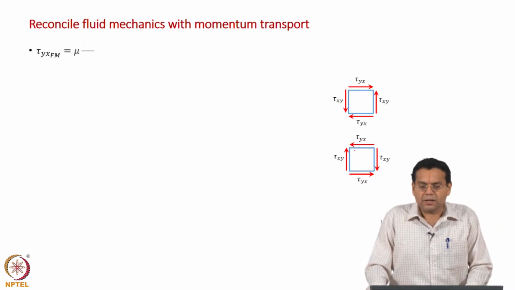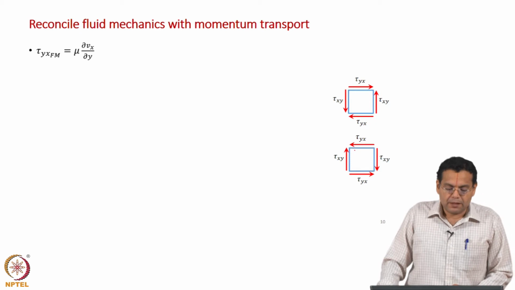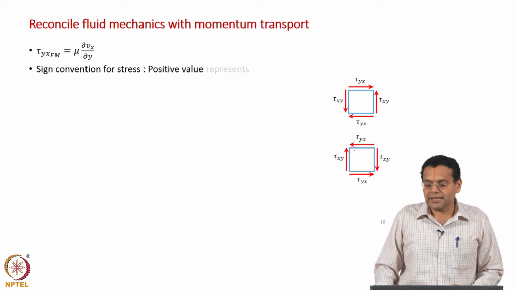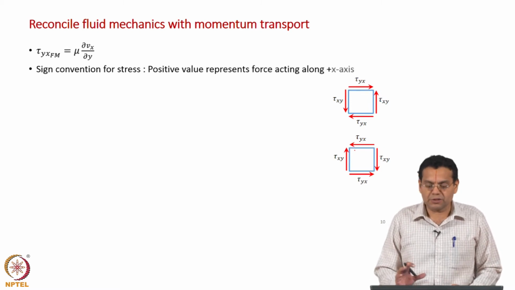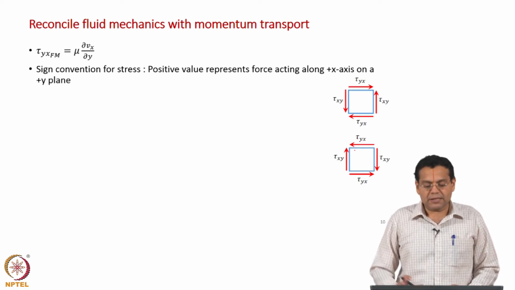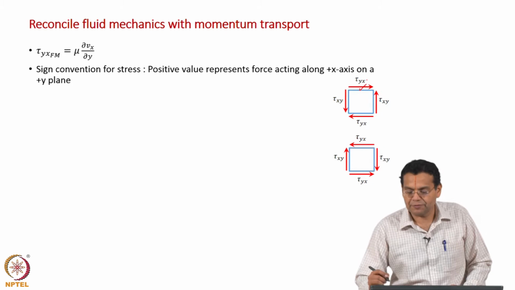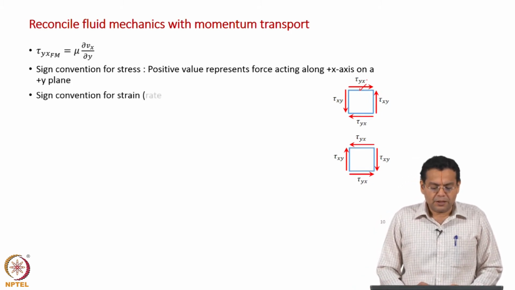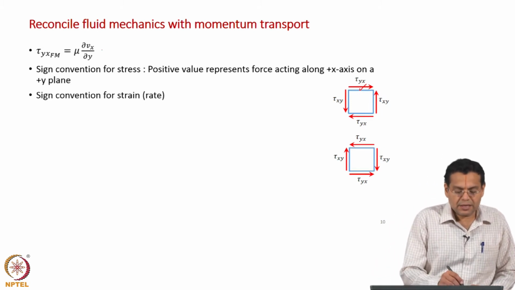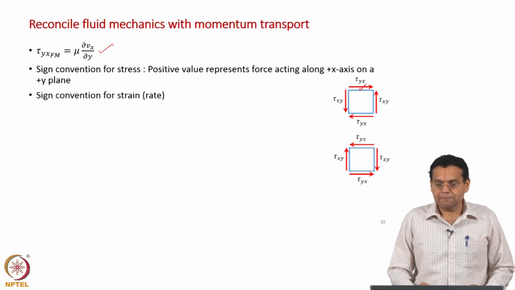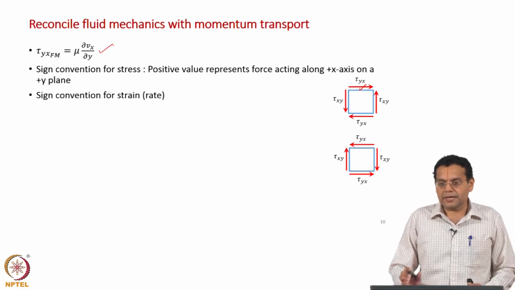Tau x in fluid mechanics is mu dou Vx by dou y. What is the sign convention for stress which I have been using so far? A positive value represents a force along the positive x axis on a positive y plane, that is what is shown here. We have come across this several times. Now, what is the sign convention for strain rate? Because this is the one dimensional Newton's law of viscosity, which relates stress to strain rate.